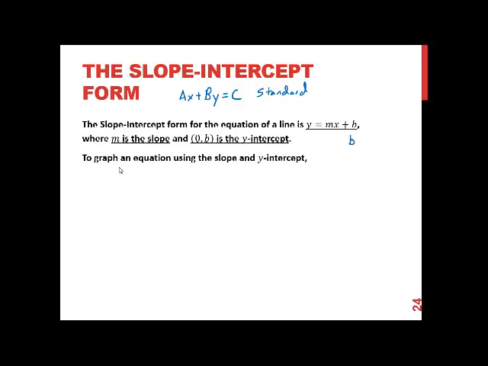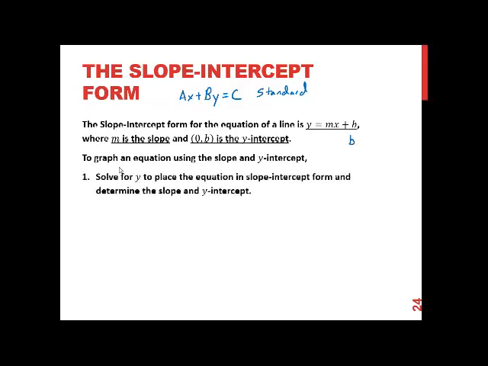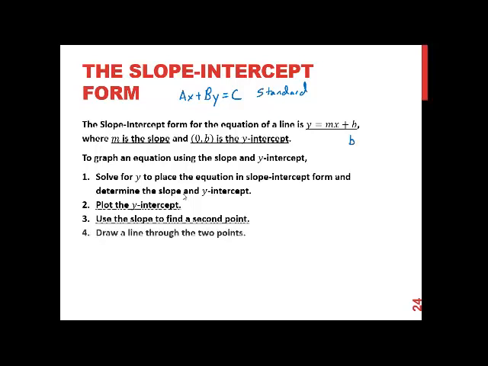To graph an equation using the slope and the y-intercept, first we're going to solve for y in order to get the equation into the slope-intercept form, and that'll also determine the slope and the y-intercept. Next, we'll plot the y-intercept. Then we'll use the slope to find a second point and draw a line through the 2 points.